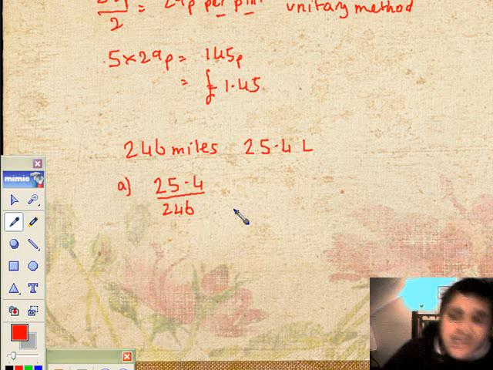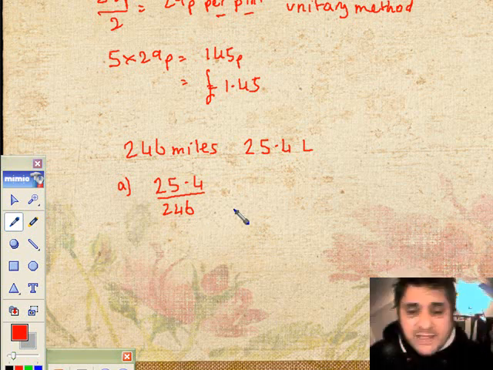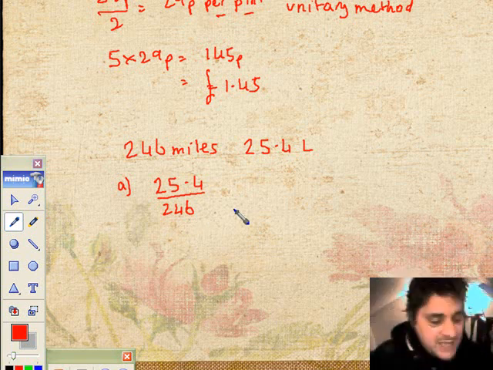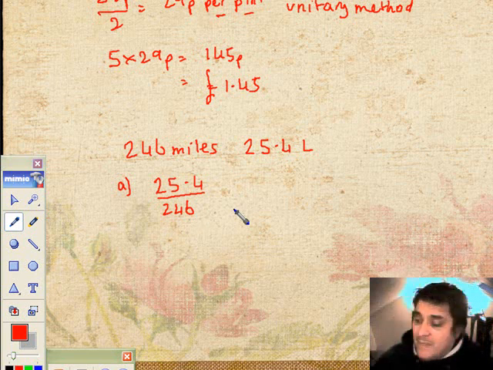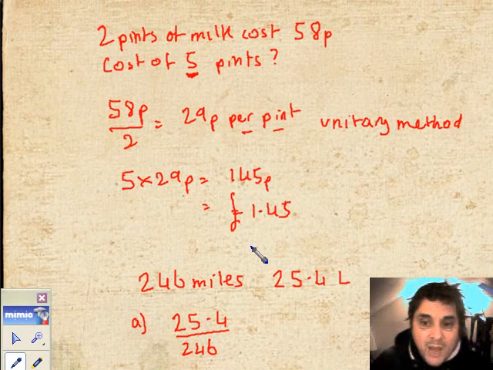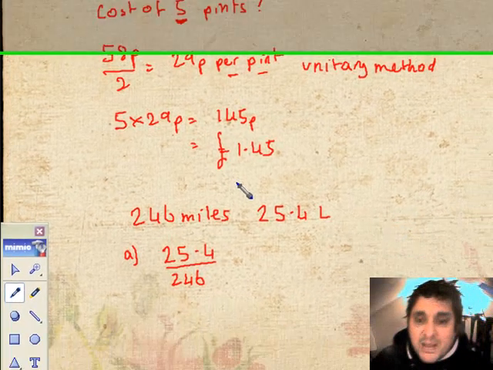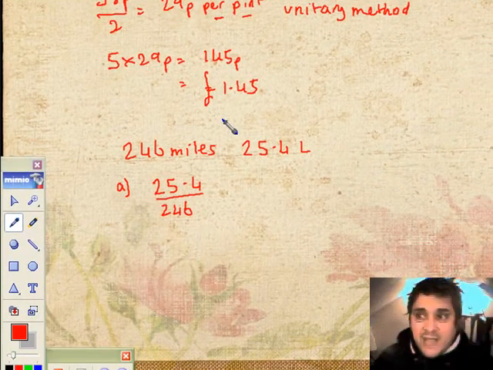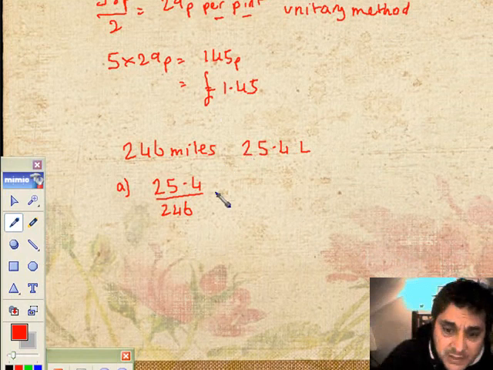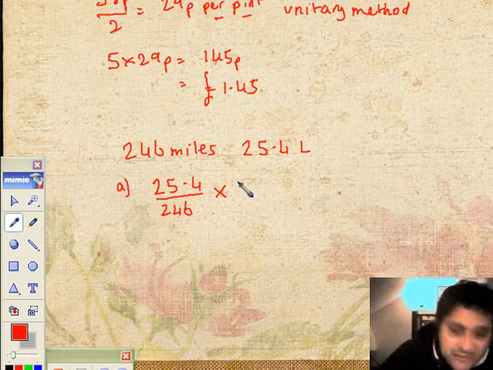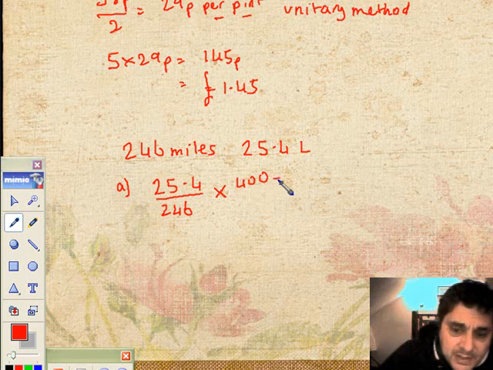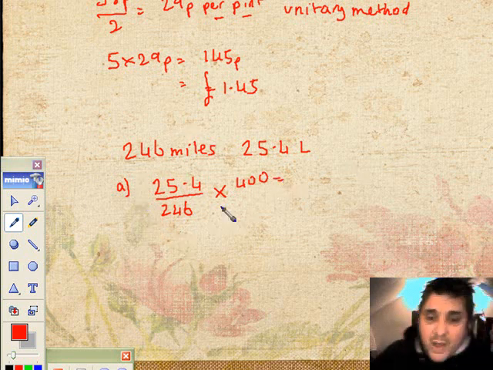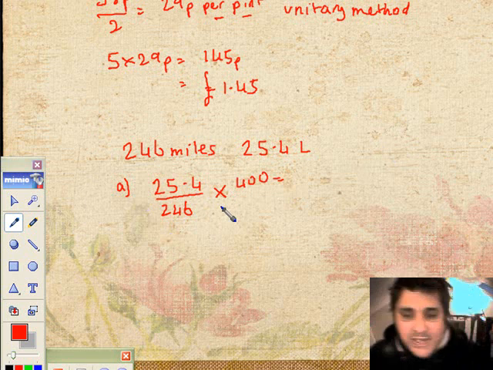Now, if I was to take my calculator and do that divided by 246 and press equals, I will find out the amount of litres or parts of a litre are required to do just 1 mile. That's the unitary method. But I don't require to show that step, so why don't I just say times 400 and do it in one go? Alright, so that part gives you the unitary step, the amount of diesel for 1 mile. Grab one's calculator and go for it.